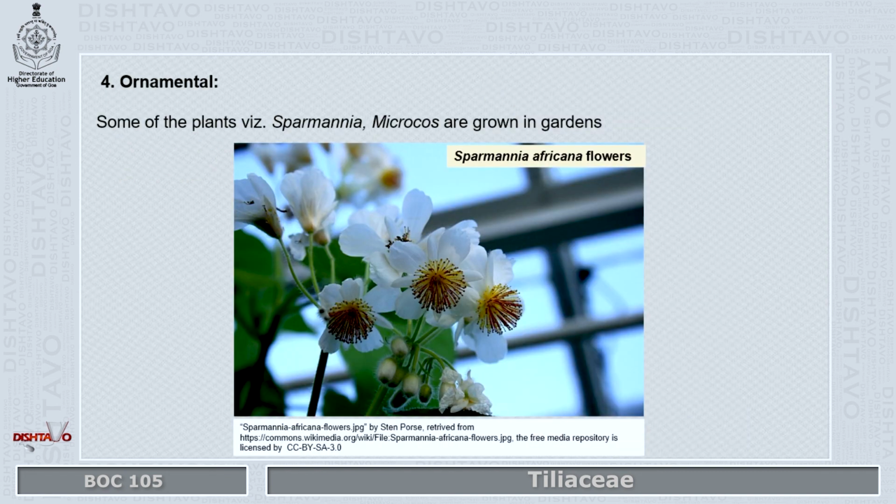The last economic importance is the ornamental. Some of the plants, that is Sparrmannia species and Microcos species, are grown in the garden. Since they have very beautiful flowers, they are used for ornamental purposes. And the picture you can see here is the Sparrmannia africana flower.